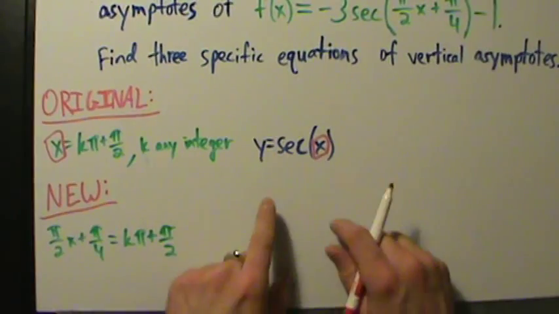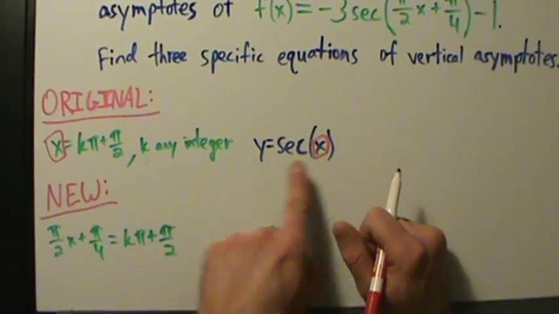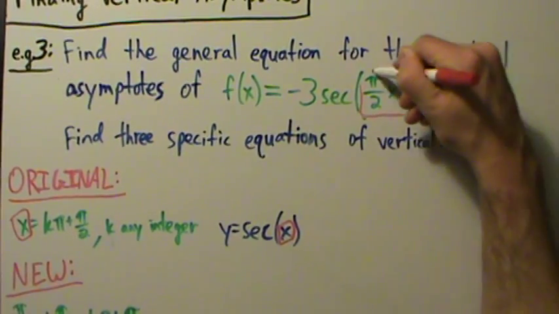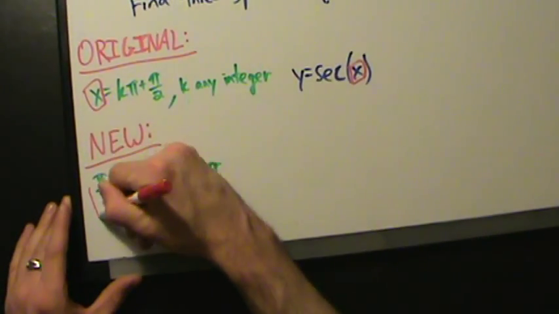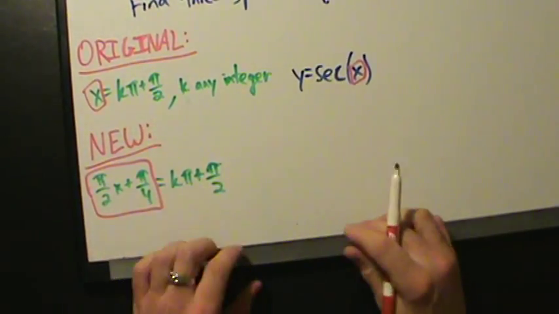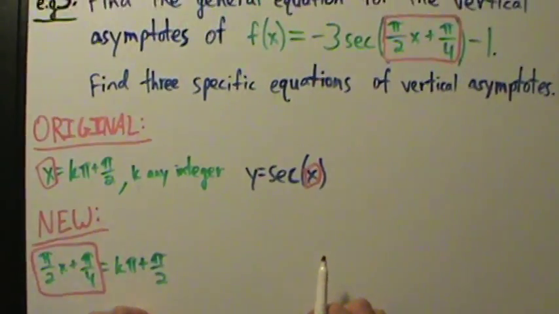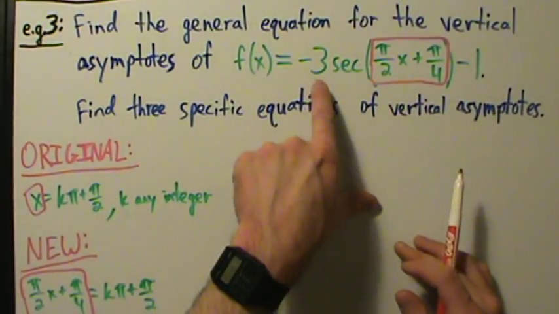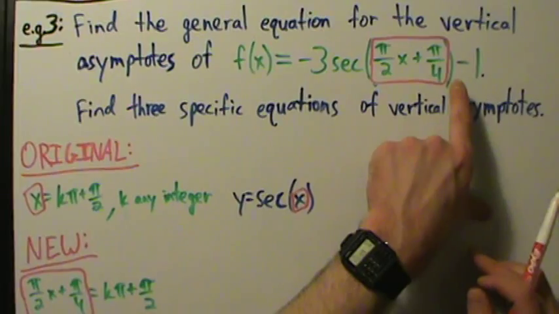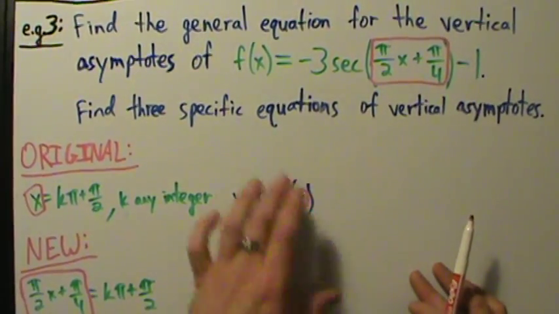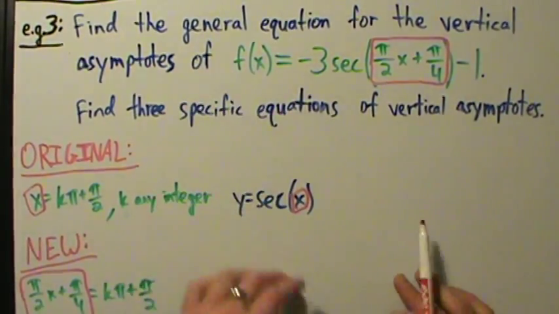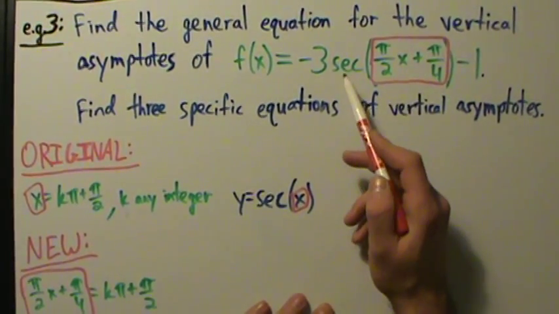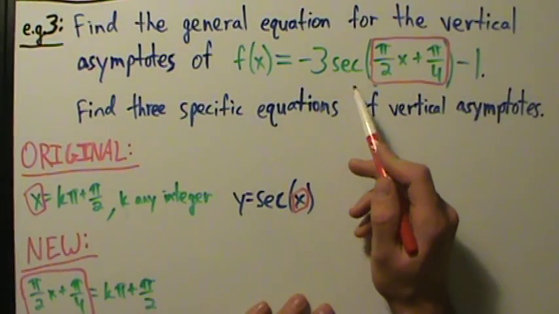Just like we did here, we took the entire expression inside of the trig function and set it equal to k pi plus pi over 2. Do the exact same thing here. Again, the only thing that matters is that we have a secant and we have to pay attention to what's inside of the trig function. This -3 changes absolutely nothing. This minus 1 out here changes absolutely nothing. The fact that we're calling it f of x instead of just y changes absolutely nothing. All that matters again is that it's a secant and not a cotangent or cosecant.